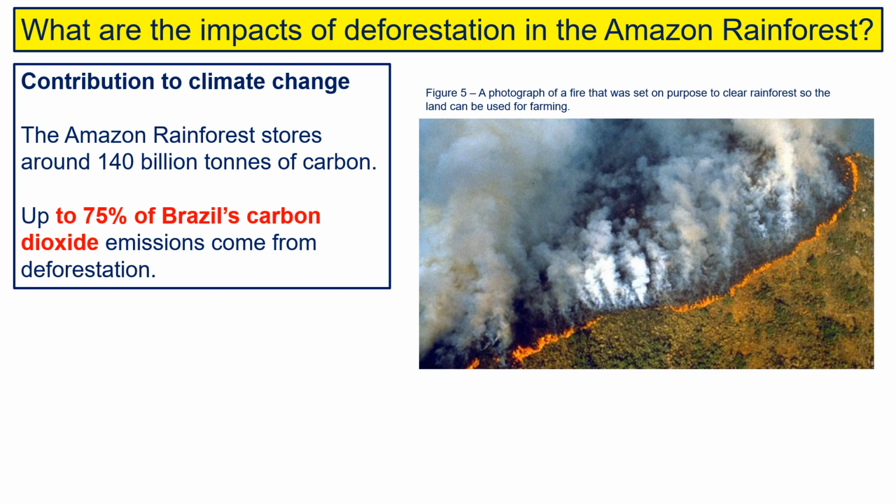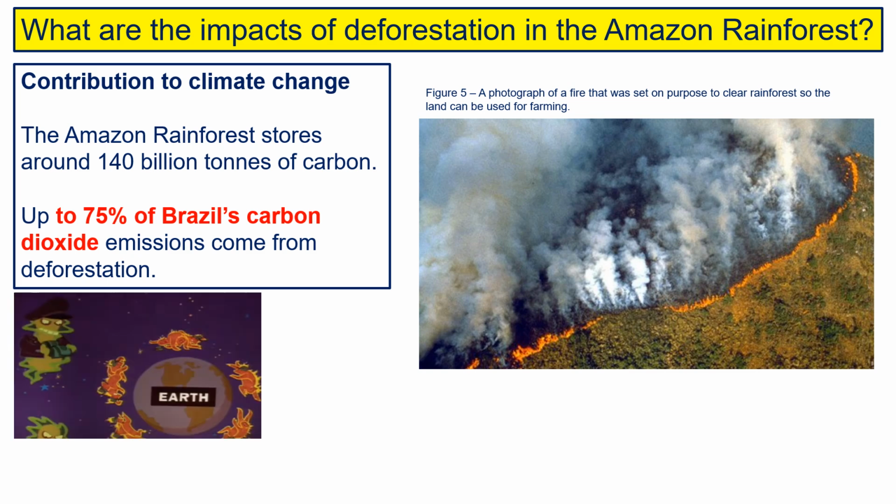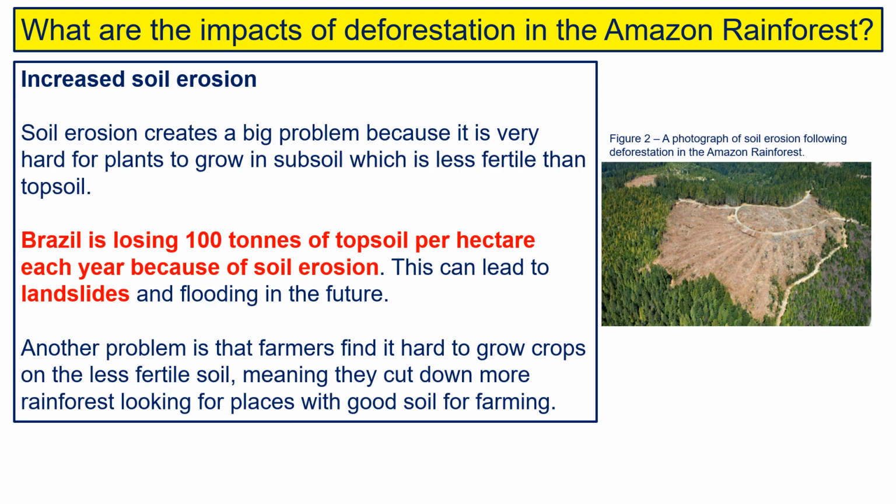However, this picture here shows slash and burn, trees being burnt, and this has a negative impact for the world. The Amazon rainforest stores 140 billion tons of carbon. When trees are burnt, it releases the carbon. 75% of Brazil's CO2 emissions come from slash and burn and deforestation. This means the atmosphere gets thicker with more greenhouse gases, which means more solar radiation is trapped, so global temperatures are going to increase.